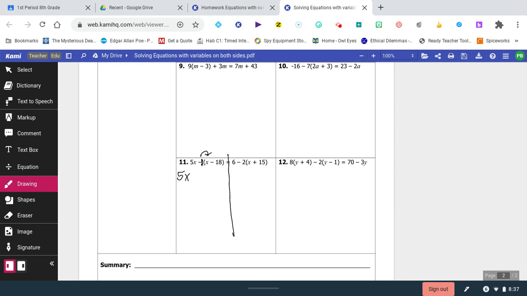All right, so negative 1 times x is negative 1x. Negative 1 times negative 18 is positive 18. Here I'm just going to bring down this 6. And negative 2 times x is negative 2x, using the distributive property. Negative 2 times 15 is positive... it's not positive 30. It's negative 30. Hold on, guys.